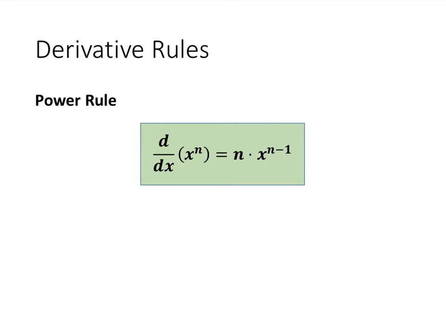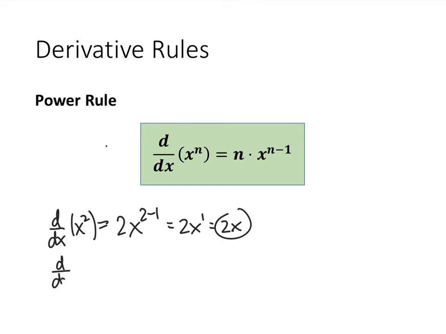So the first shortcut is something called the power rule. This tells us how to take the derivative of a function raised to a power. It tells us that what we do is we take that power, n, and bring it down and multiply it by x to the n minus 1. So we bring down the power and then subtract 1 from the power. Just to give you some examples, the derivative of x squared, in this case n is 2, so that would be 2 times x to the 2 minus 1. That's 2 times x to the first power, also known as just 2x.